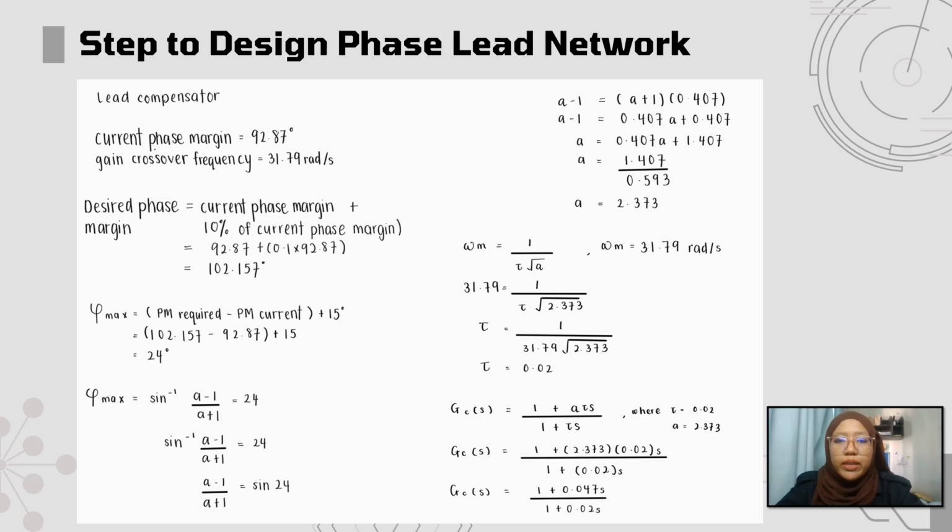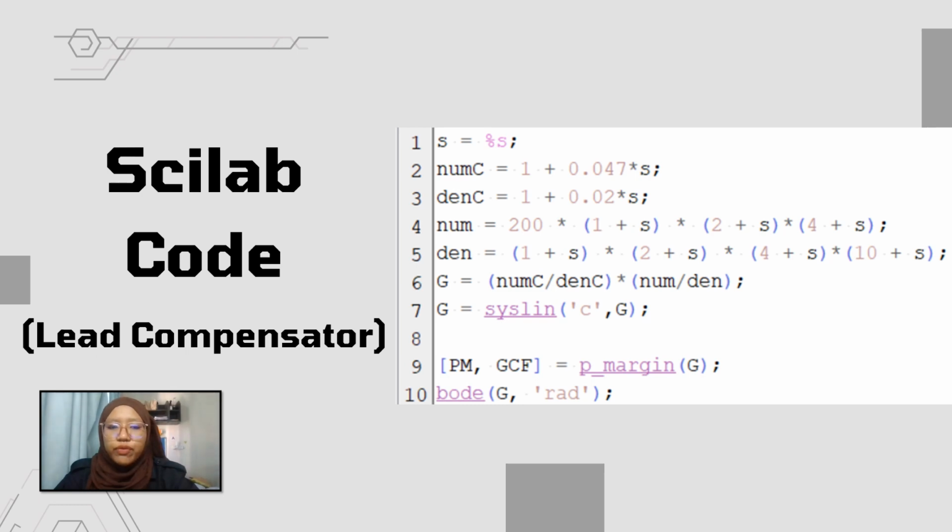Then we rewrite the lead network transfer function in the form of Gc equals 1 plus alpha tau s over 1 plus tau s. Then Gc is equal to 1 plus 0.047 s over 1 plus 0.02 s. This is the Scilab code for the lead compensator. Regarding the lead network transfer function, the numerator is 1 plus 0.047 s and the denominator is 1 plus 0.02 s.